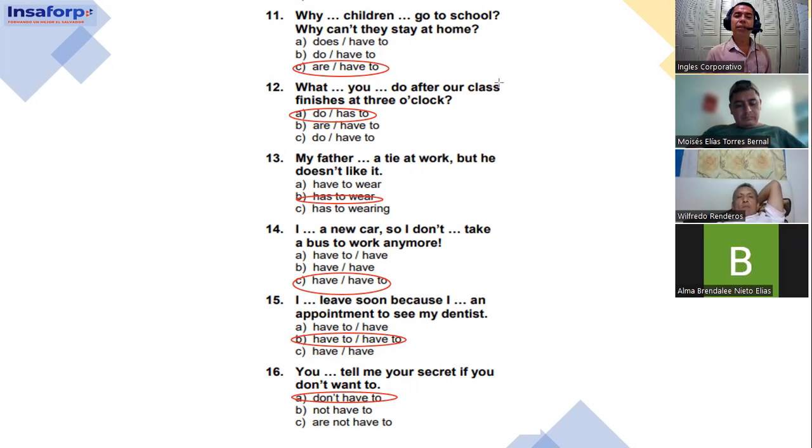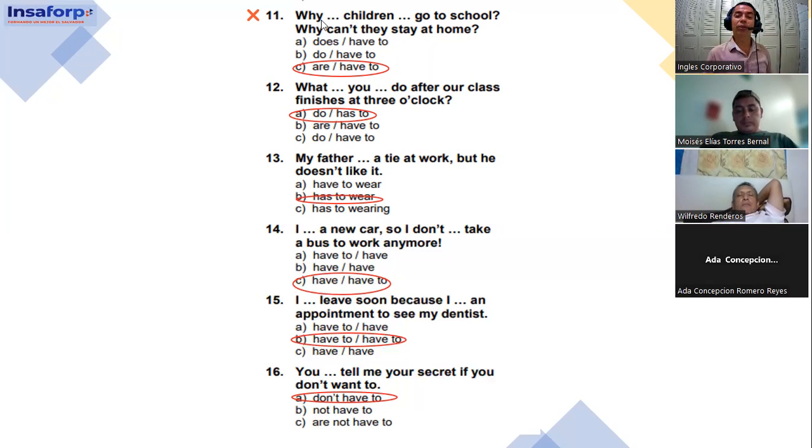Good. Why do children have to... no, sorry. Why do children have to work? Okay, so the correct one is letter B. Letter B, right? Yes. Because children is plural, so you have to say, why do children have to? Letter B, right? Creo que estaba bien al principio, ¿verdad, Ada?